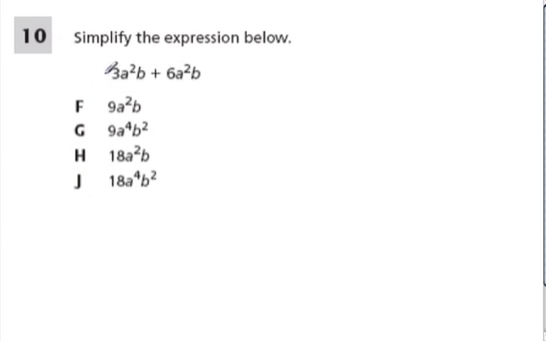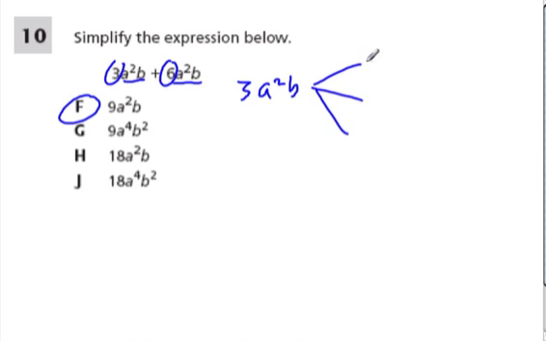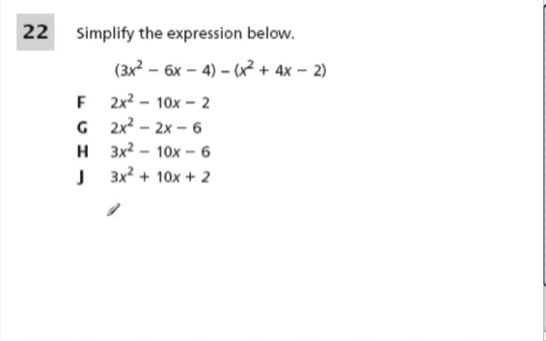Simplify this expression. Well, a squared b, whatever that is, it's the same in both terms, so we can just add the coefficients. And we get 9a squared b. Again, the reason is 3a squared b really means that you have 1, 2, 3 of this, a squared b. So if I was to add 6 more a squared b's, altogether I would have 9 a squared b's, which is what I have there in choice F.